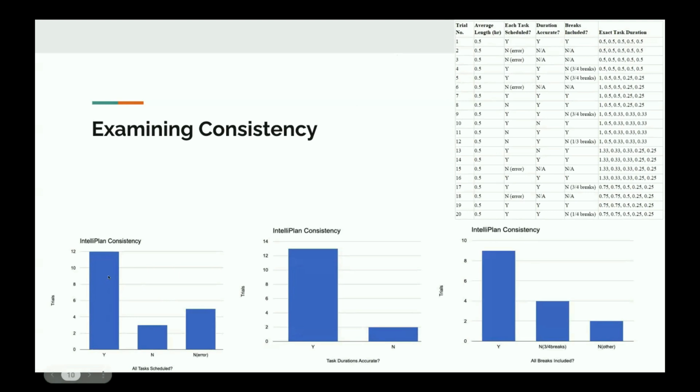12 out of 20 times, which isn't the best consistency. A lot of them, 5 of them, were due to ChatGPT responding in the wrong format, which is contrary to the prompt I gave it. And then 3 times were because ChatGPT just missed a task somewhere. But of the times that it did schedule, the task durations were accurate 13 out of 15 times, which was quite good. So that's a pretty high proportion and I think is adequate for satisfying the user.